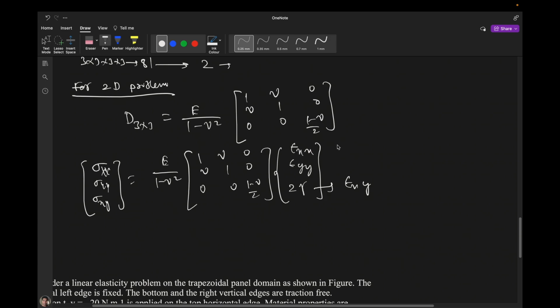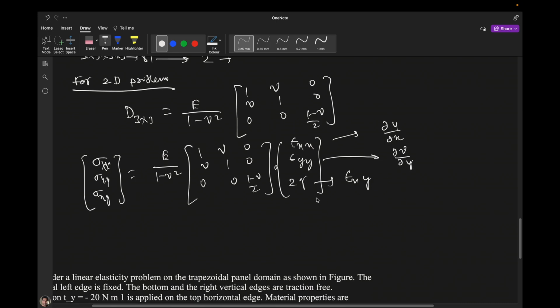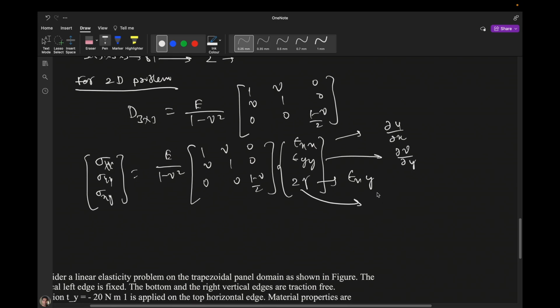Okay, and what is the epsilon xx? Epsilon xx is nothing but del u by del x. And what is epsilon y? That is del v by del y. And what is 2 gamma, or you can say epsilon xy? That is nothing but del u by del y plus del v by del x.